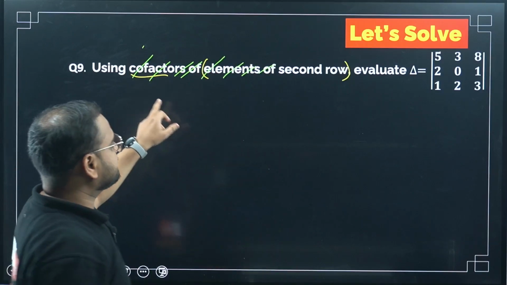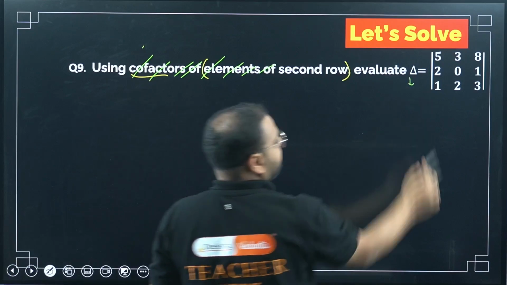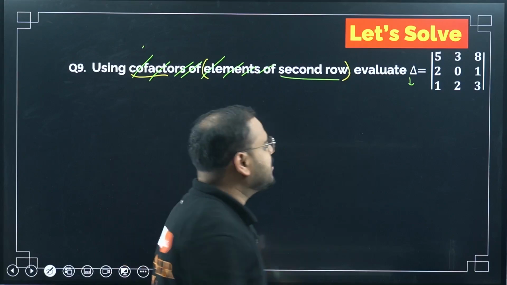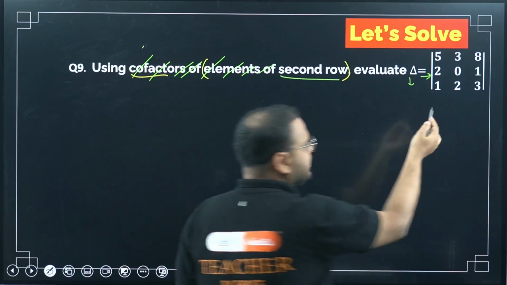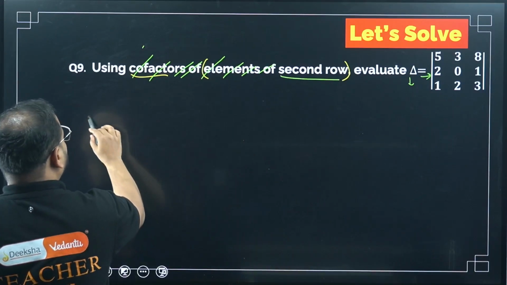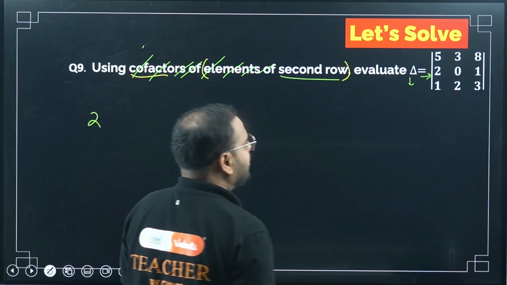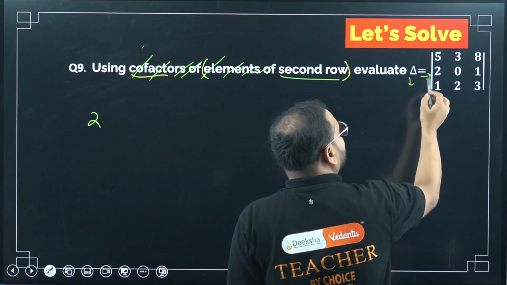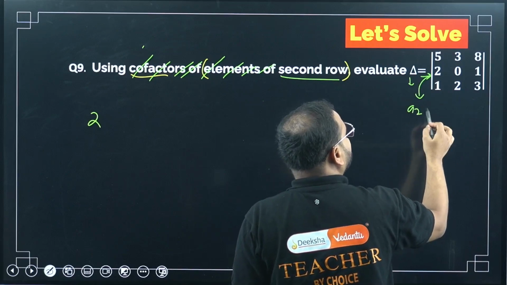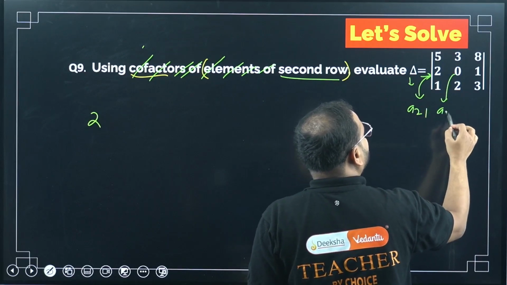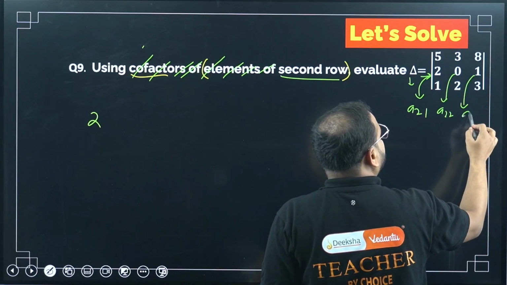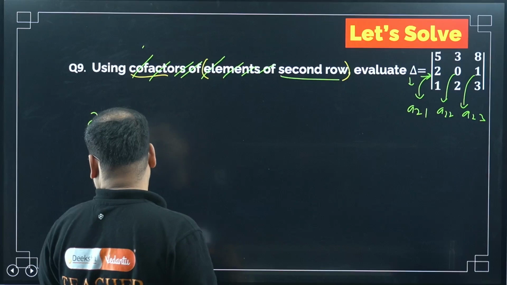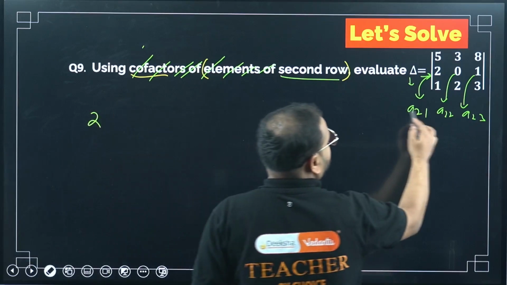Using elements of second row means, or I can cancel this also. Find the determinant, this is the symbol of determinant. Okay. Find the determinant using what? Second row. How will you use it? Second row you will take. I'll show you. So 2 times 2 is negative or positive? What's the element's name? 2, 1. Understand this. Row 2. What is the element's name? A21. This element's name is A22. This element's name is A23. Yes or no? A21 is not visible properly. I'll rewrite it.